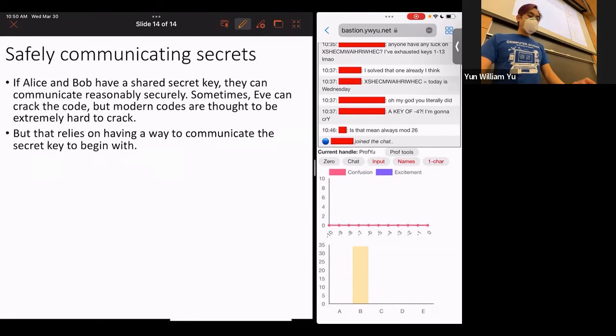But there's a big problem with this kind of method, right? Which is you need to have first communicated that secret key to each other. And that's a bit of an issue because if you already have some way of communicating a message, then why do you need to have encryption to begin with? And there are a couple of answers to this. Does anyone want to give an example where that might be helpful?